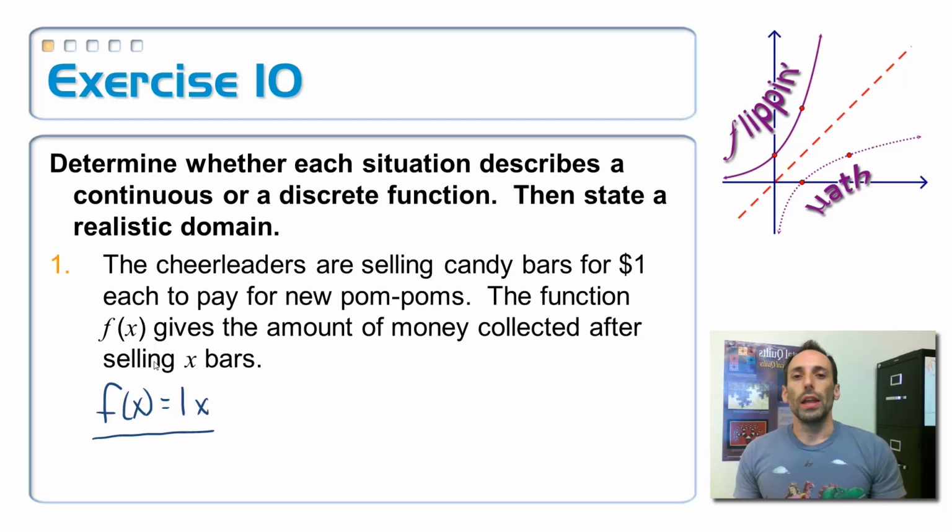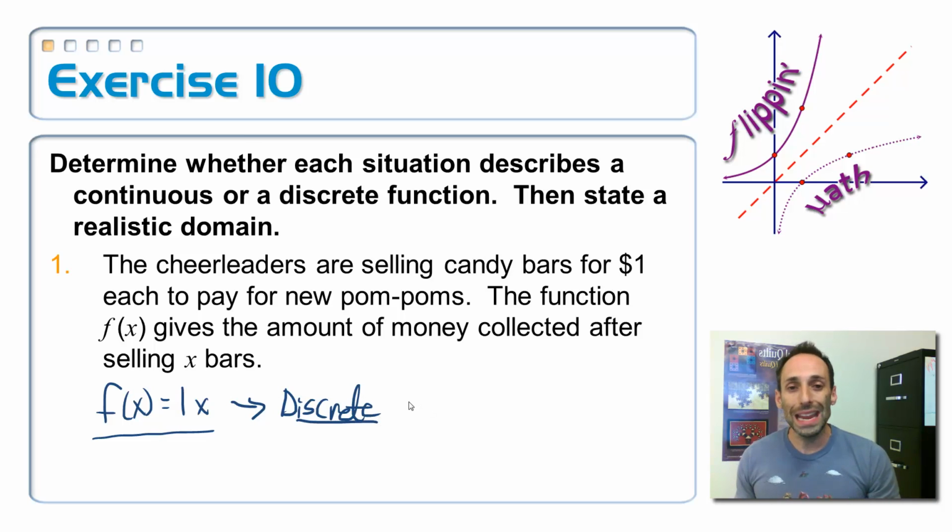So if it was continuous, I can sell any number of candy bars that I want. I can sell 1, I can sell 2, I can sell 1.5, I could sell pi of them, 3.14159. How many candy bars can I sell? And I can only sell them in whole numbers, right? So that makes this one a discrete function. Discrete.